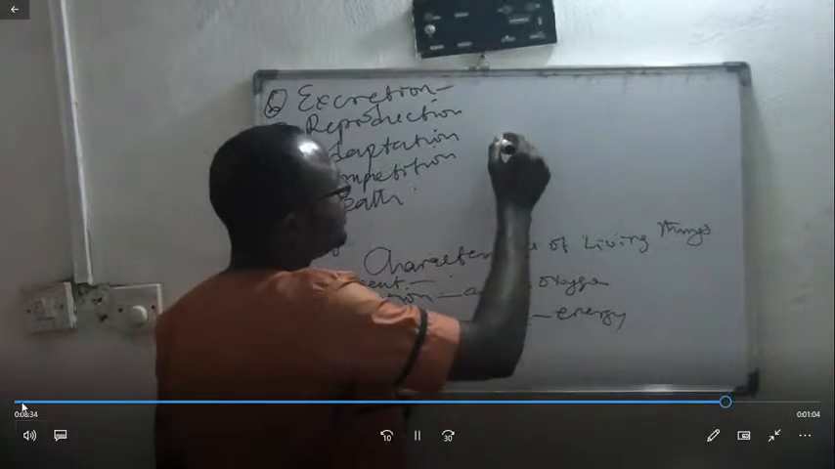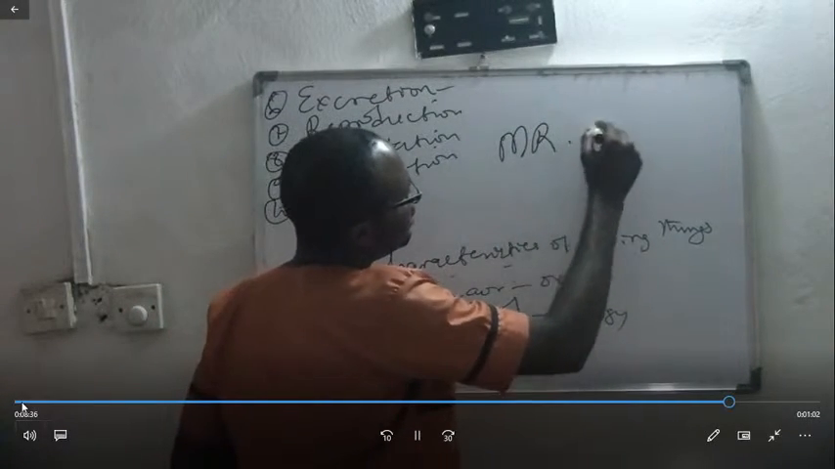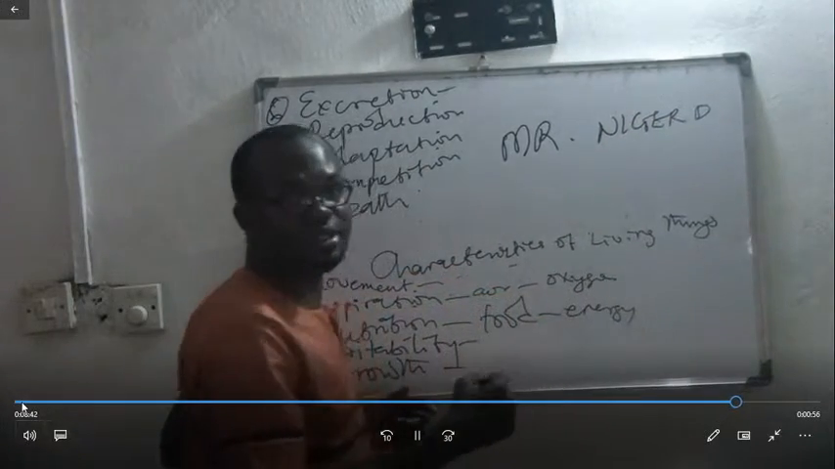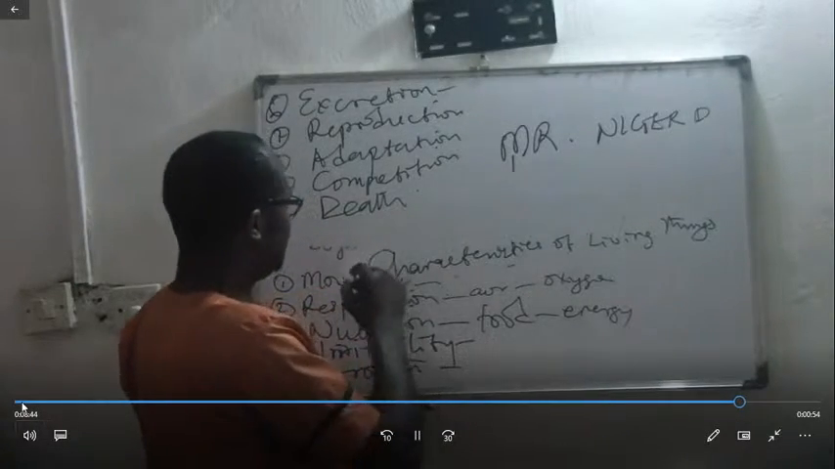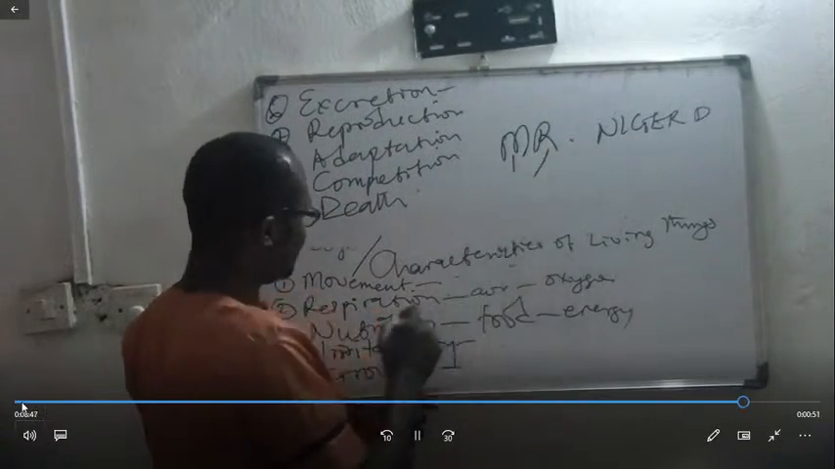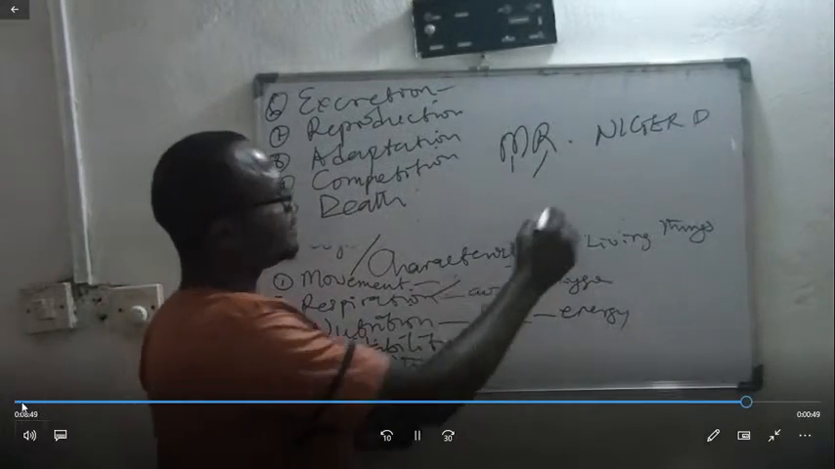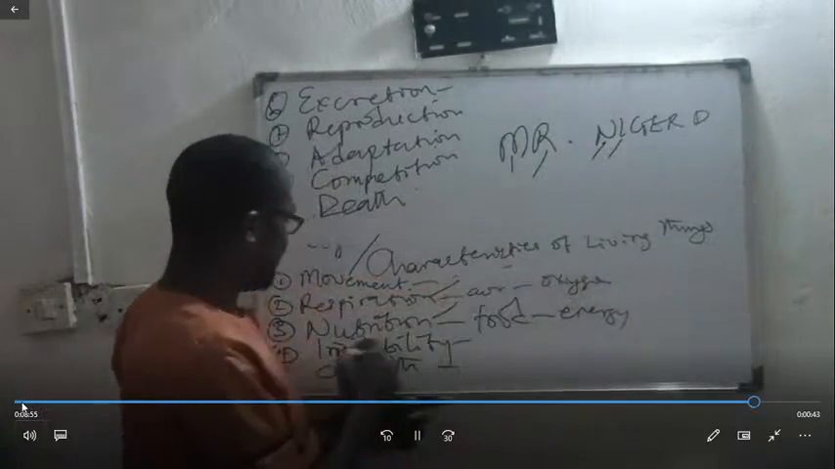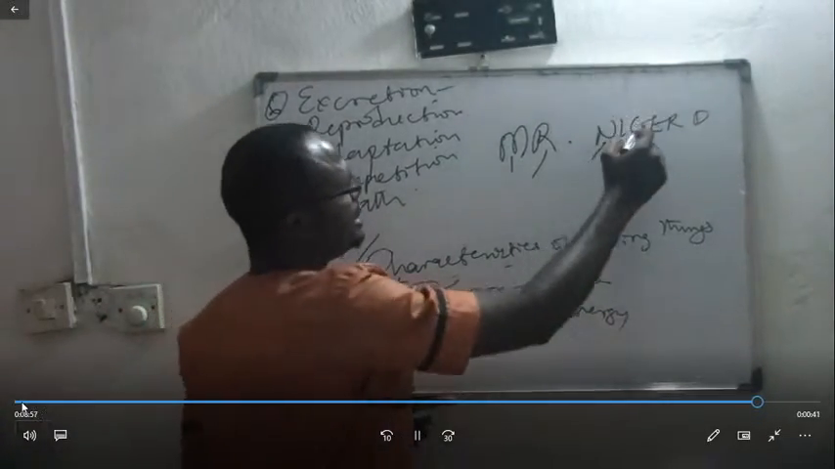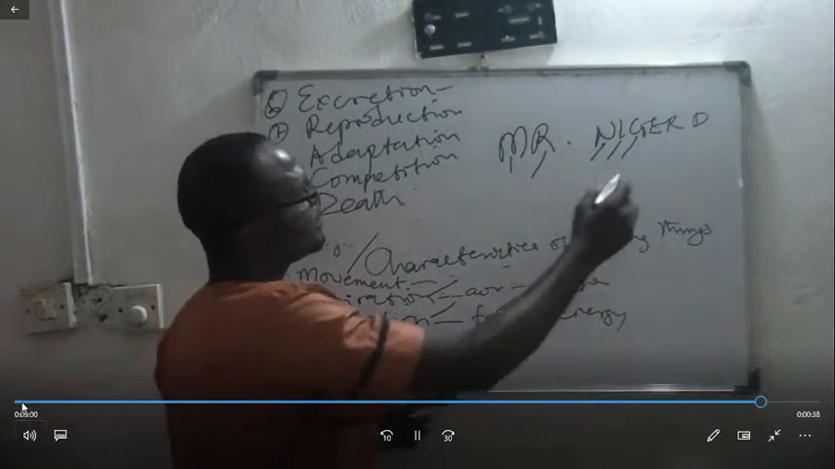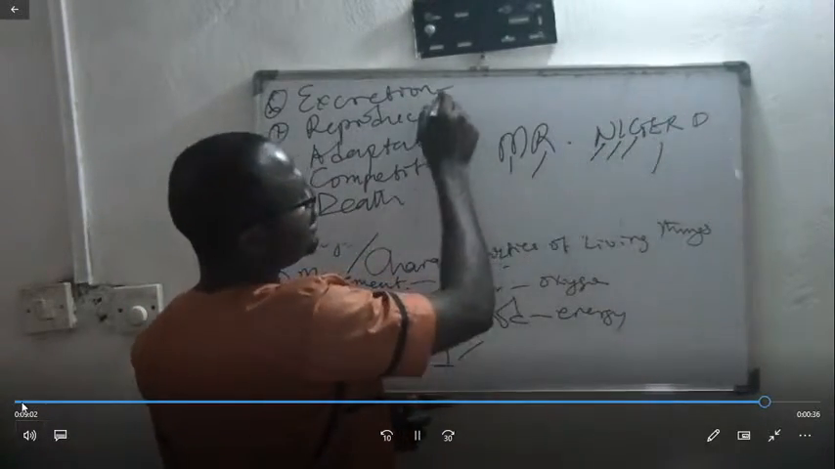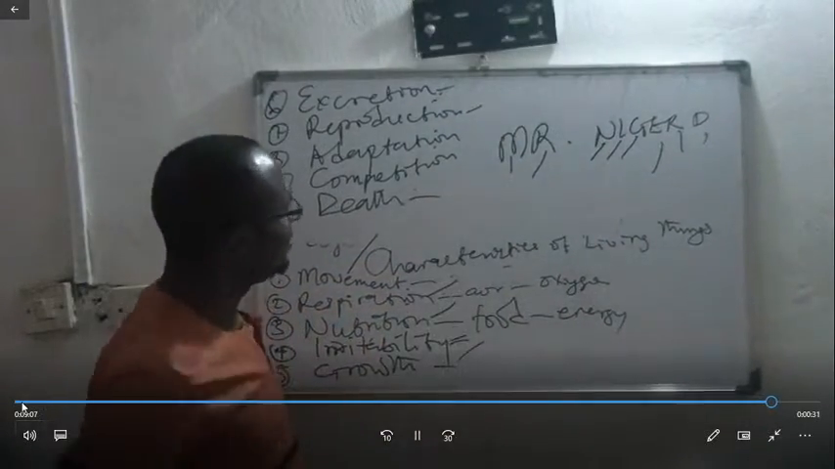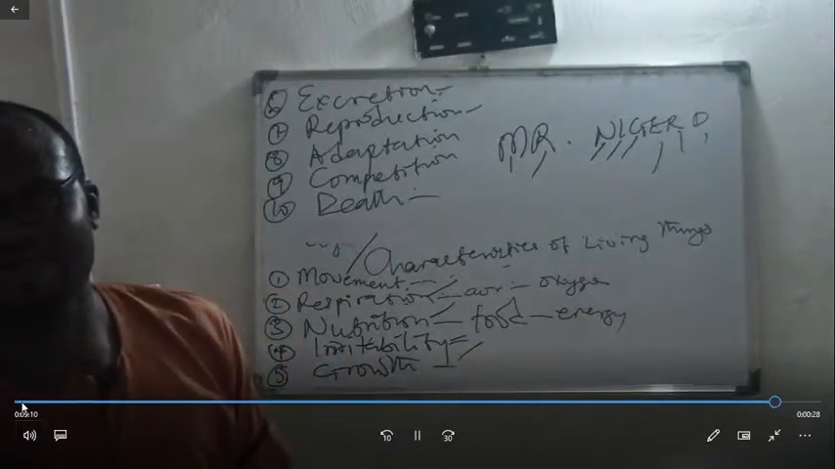There is a summary that we used to use. They call it Mr. What? Mr. Niger Diva. Is it? Where the M stands for what? Movement. Isn't it? R stands for what? Respiration. N stands for what? Nutrition. Isn't it? I stands for irritability. G stands for growth. E stands for excretion. R stands for what? Reproduction. And D stands for what? Death. So those are the basic characteristics of living things.